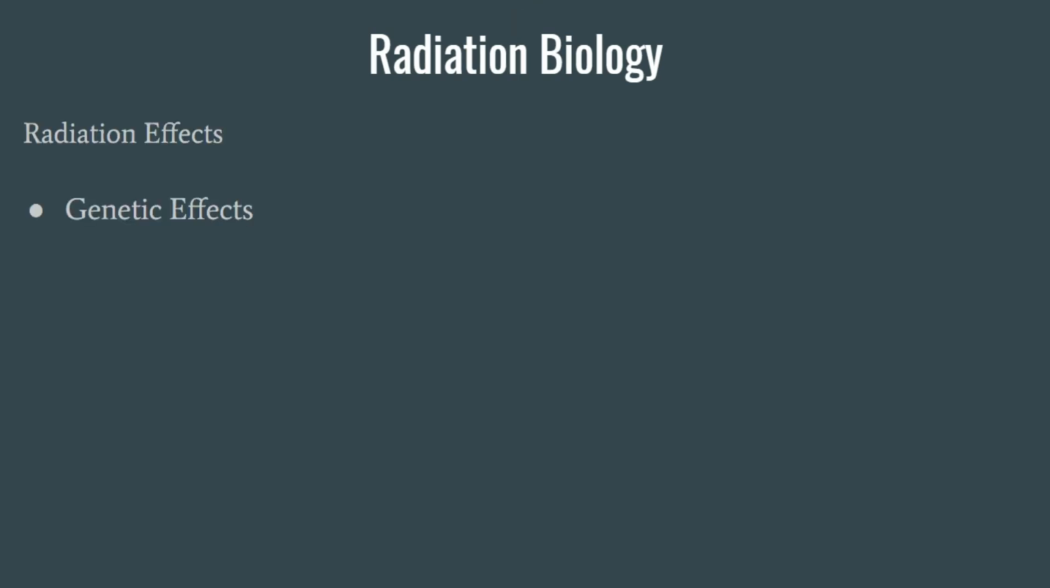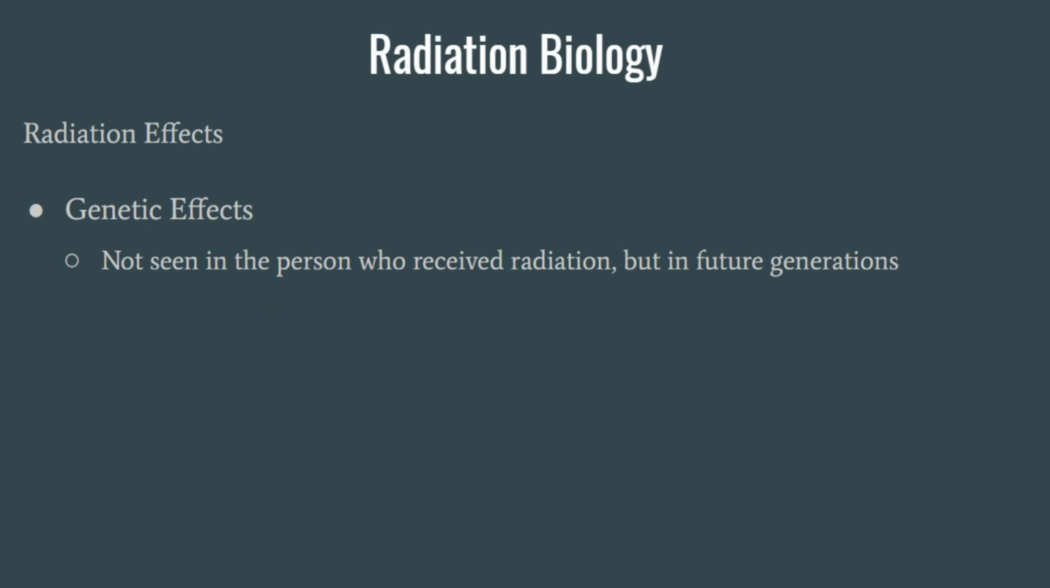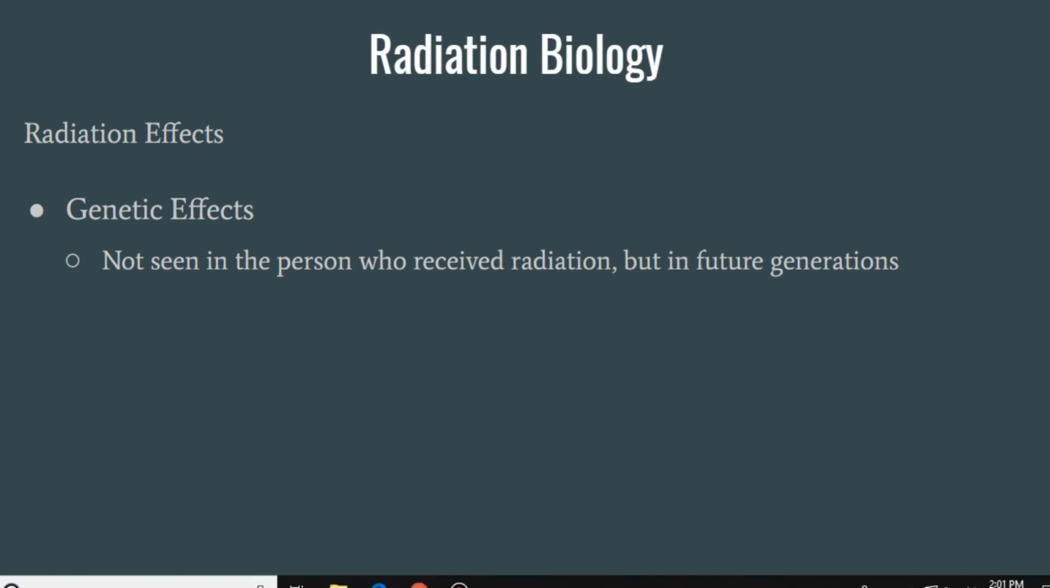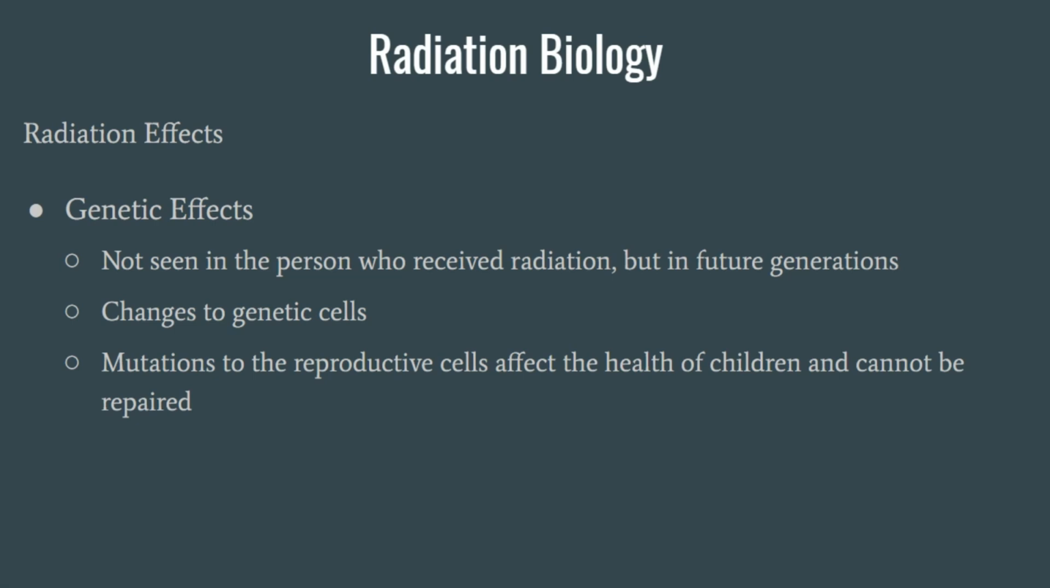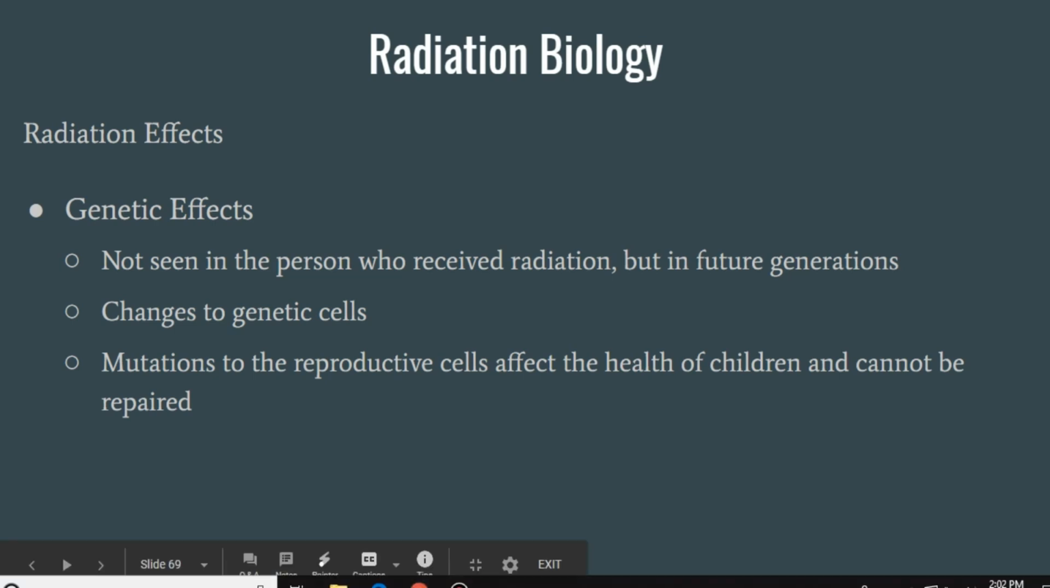Genetic effects are not seen in the person who received radiation, but down the line in future generations. And that happens because there are changes made to the genetic cells. And remember, the genetic cells are the reproductive cells. So there's a mutation that occurs at that level and affects the health of children, and it cannot be repaired.